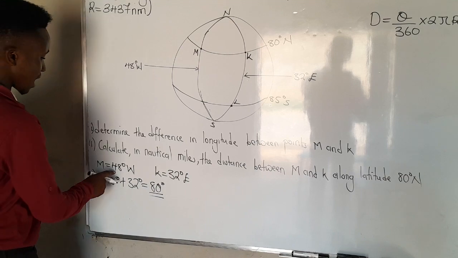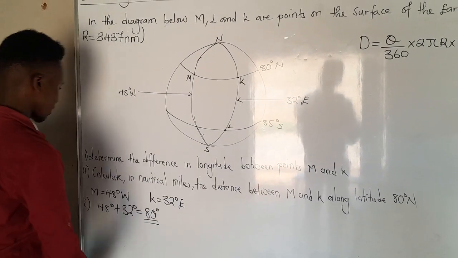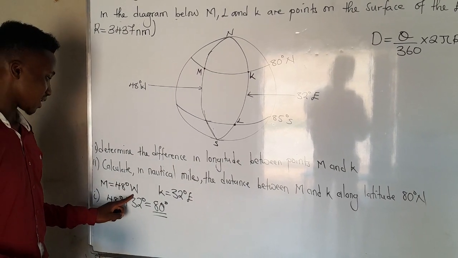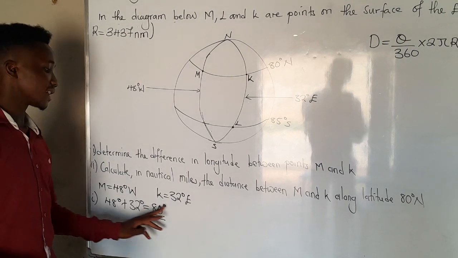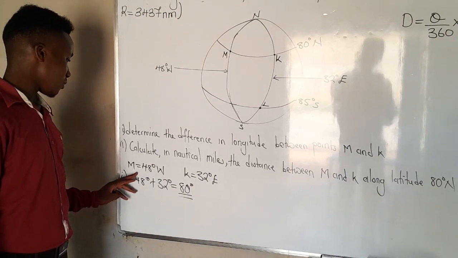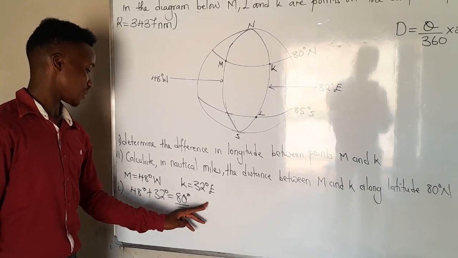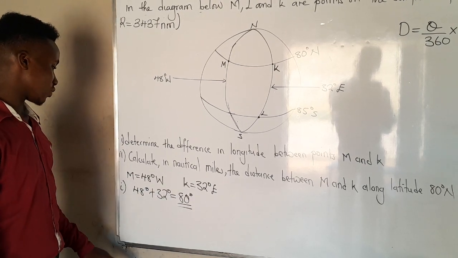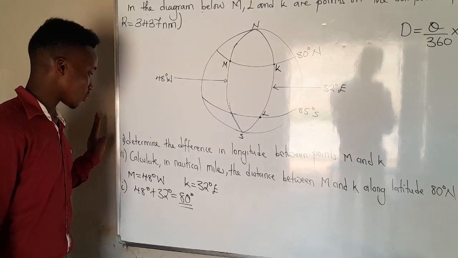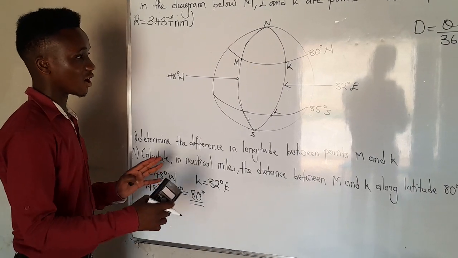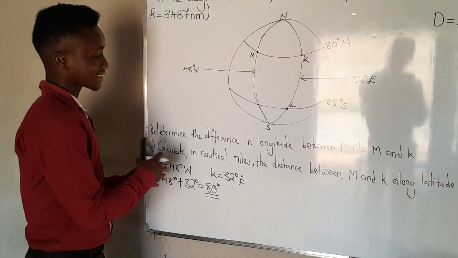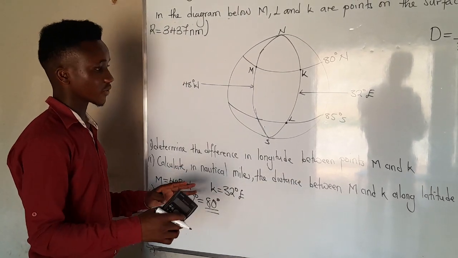Okay, what if M was on the east and K was also on the east? Then we are going to subtract. So if we had 48 degrees east and 32 degrees east, we are going to say 48 minus 32, and that answer will be the difference in longitude. If M was in the west and K was also in the west, we are also going to subtract. We only add when one of them is in the west and the other is in the east. But if both of them are on the same side, east-east you subtract, west-west you subtract as well. But west-east, you always add to find the difference in longitude.